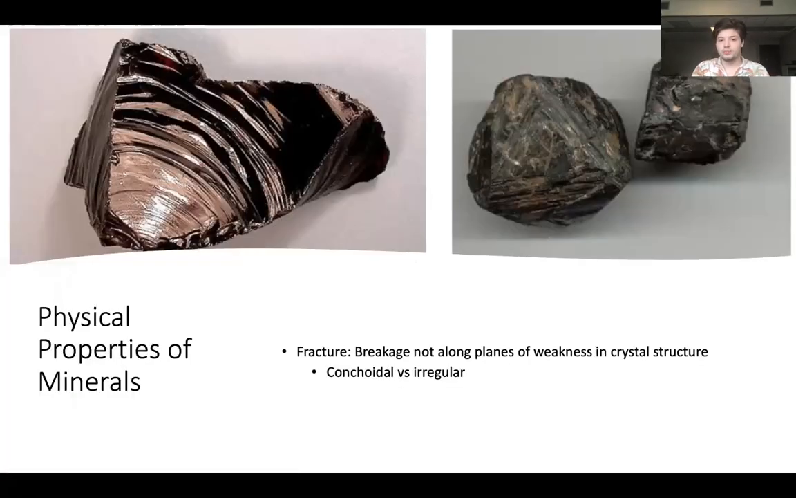So fracture is similar to cleavage, but different. While cleavage is breakage along planes of weakness in crystal structure, fracture is how a mineral breaks not along planes of weakness in crystal structure. For our purposes, we're concerned about fracture as either conchoidal or irregular. And on the left here, you see an example of conchoidal fracture, and on the right, you see irregular fracture.